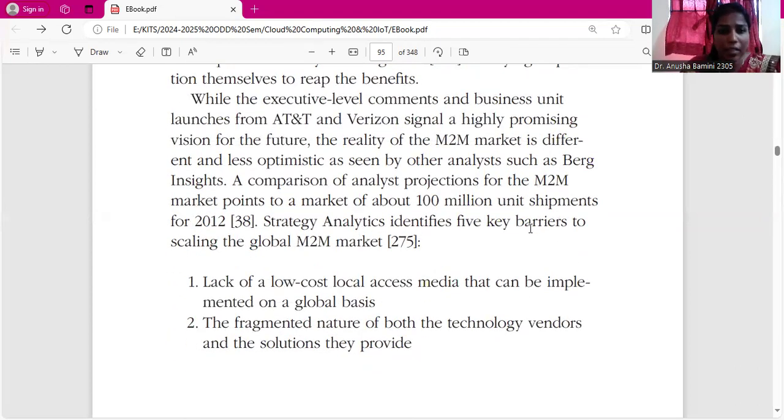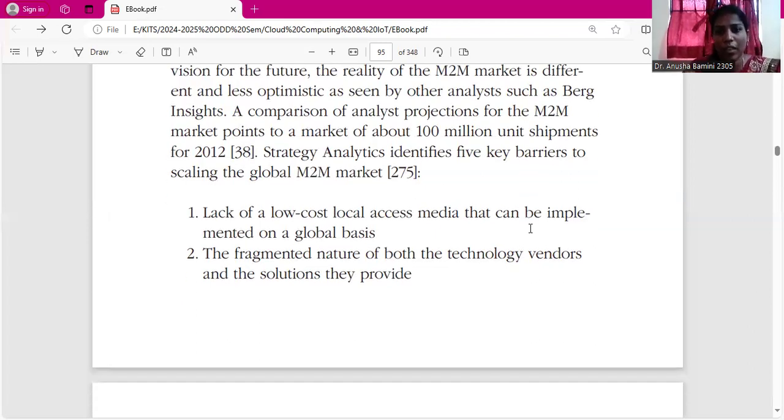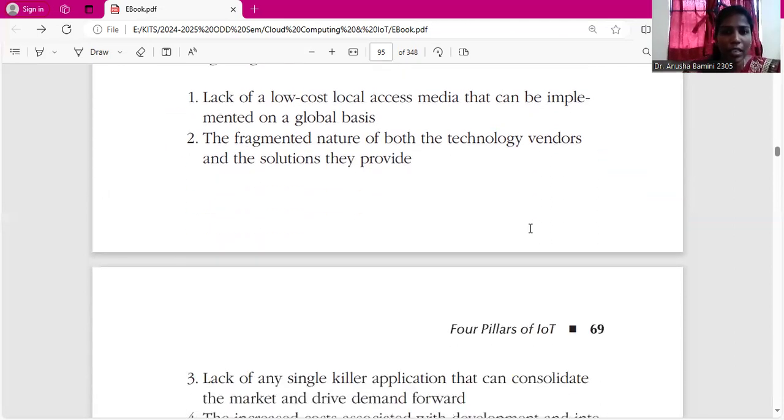Then some barriers are there in the M2M global market. The five key barriers are, first, lack of low cost local access media. We are trying to interconnect devices or IoT objects all over the world. At that time, because of the low cost devices and local access media, we are getting some global issues to reach the market. That was the first barrier. The second barrier is the fragmented nature of both the technology vendors and solutions. Sometimes the solution is not up to the market for the particular technology that they are providing.